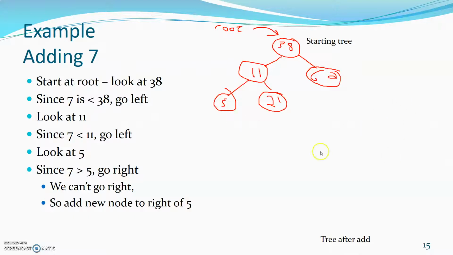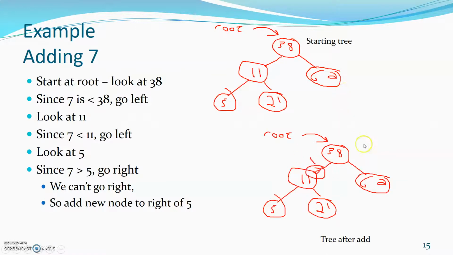And so what I have here is showing 7 moving down the tree to the right of 5. So I just went through there with a high-level description of the process that would take place.